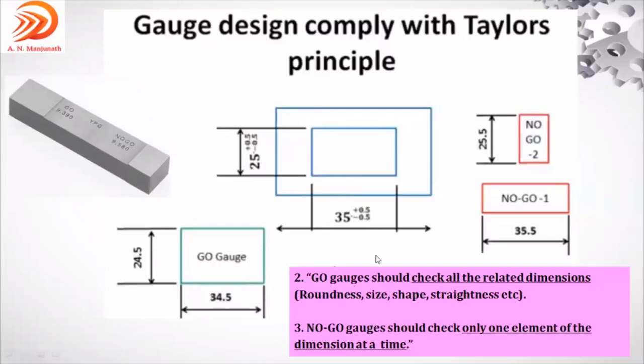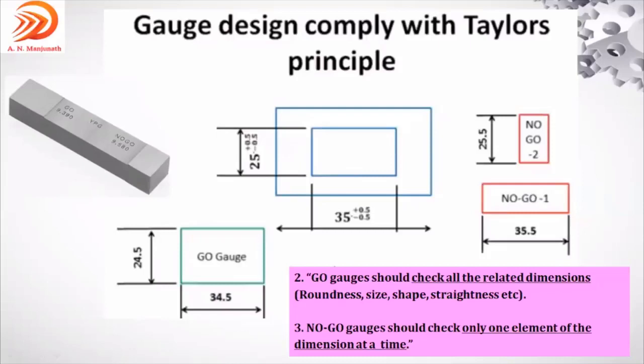All the related dimensions, that is the go gauge. If you take the no-go side, the red color one here, you can see there are two gauges, which are mentioned with numbers: no-go 1, no-go 2. You can see it here in the figure, the red color one, no-go 1. Are we adding both the no-go gauges?